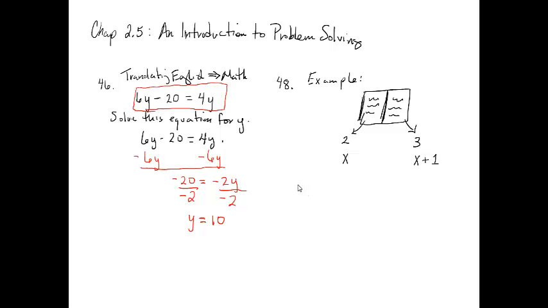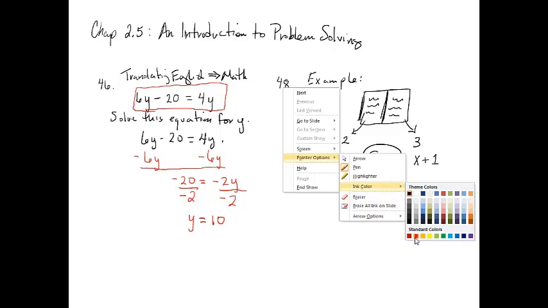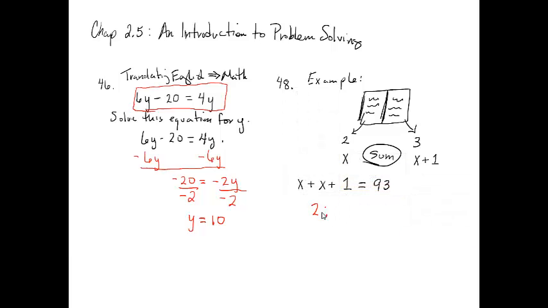So if I say the sum of these 2 pages, that means I'm going to have X plus X plus 1. And what does that have to equal? 93. The sum of the 2 pages has to equal 93. Now let's solve for X. And how do you do that? Well, first you got to simplify. I gotta get my like terms together. I have x plus x, which is going to be 2x. So I have 2x plus 1 equals 93.